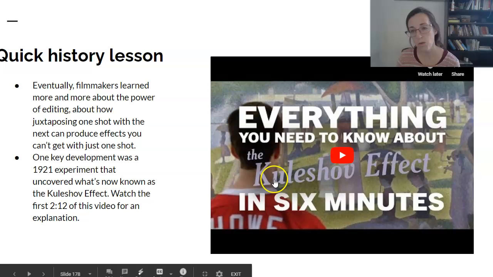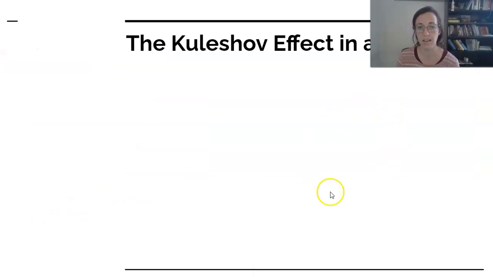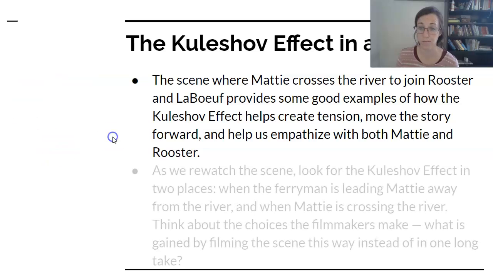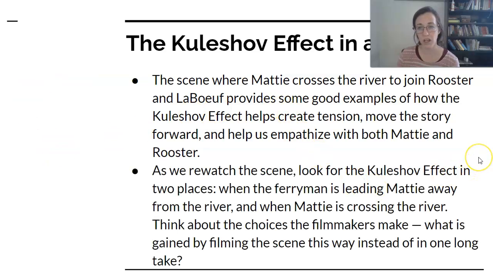And here the Kuleshov effect is what goes into that, but I can't show that here. We're going to instead focus on what it means in True Grit. So the scene where Maddie crosses the river to join the two marshals is a really good example of how that editing creates tension and moves the story further. So we're going to rewatch it in class, but here I'll just do it in stills. We're focusing on that scene where Maddie goes to the river to cross it. And we're thinking about, what does the filmmaker do to make this scene come alive for us?